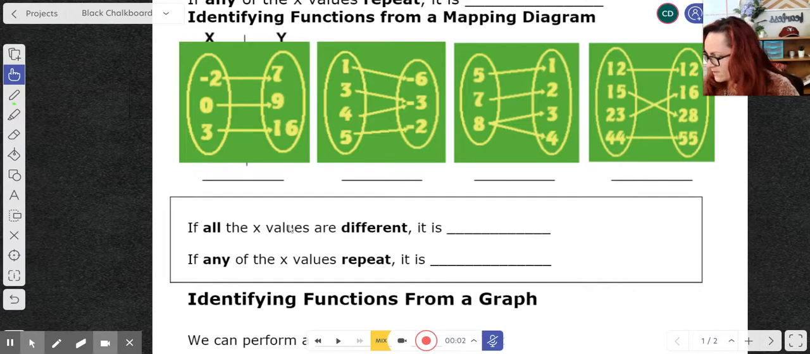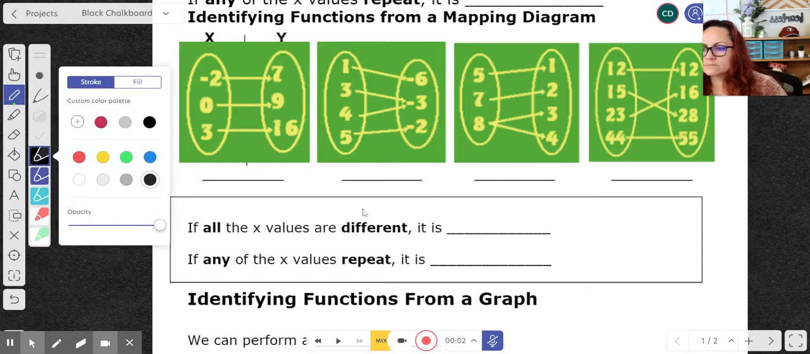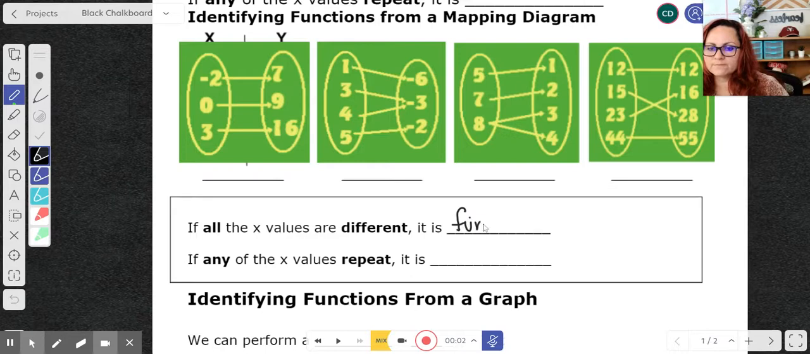If all the x values are different, it is a function. So right here, I'm going to put function. And again, if any of the x values repeat, it is not a function.